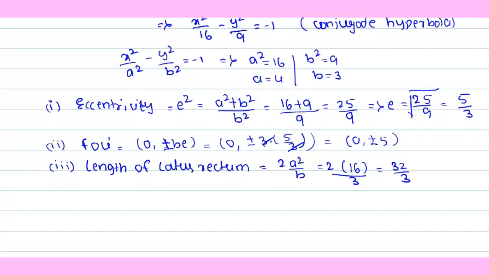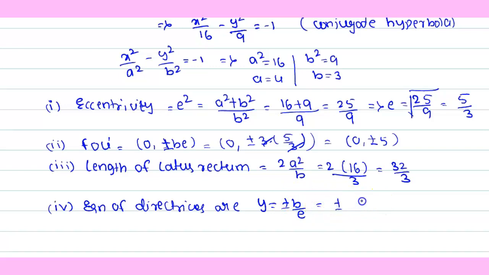Okay. Next, condition number 4 is the equation of the directrices. The equation of the directrices is y equals plus or minus b by e. So this equals plus or minus b, whose value is 3, by e.